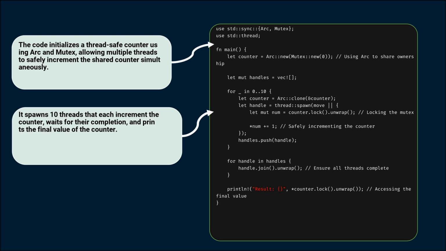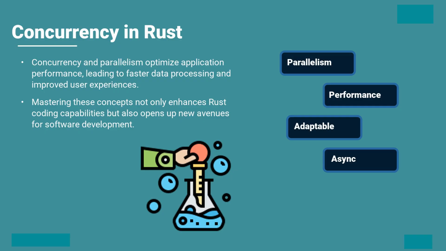By locking the mutex once more to read the final count and printing it out, we can confirm that each thread successfully incremented the counter. This illustrates how we can leverage Rust's concurrency model to manage shared state safely and effectively, enabling efficient parallel operations. Advancing further, concurrency and parallelism are critical concepts that drastically change how we approach programming. They enable us to design systems that are not only responsive, but also capable of handling demanding computational loads.